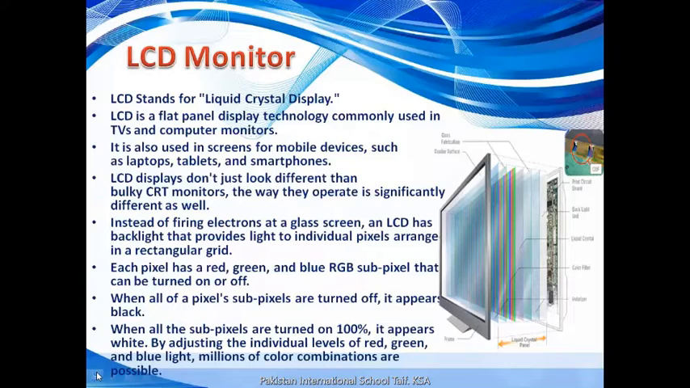Instead of firing electrons at a glass screen, an LCD has a backlight that provides light to individual pixels arranged in a rectangular grid. Each pixel has a red, green, and blue (RGB) subpixel that can be turned on or off. When all of the subpixels are turned off, it appears black. When all the subpixels are turned on 100%, it appears white. By adjusting the individual levels of red, green, and blue light, millions of color combinations are possible.